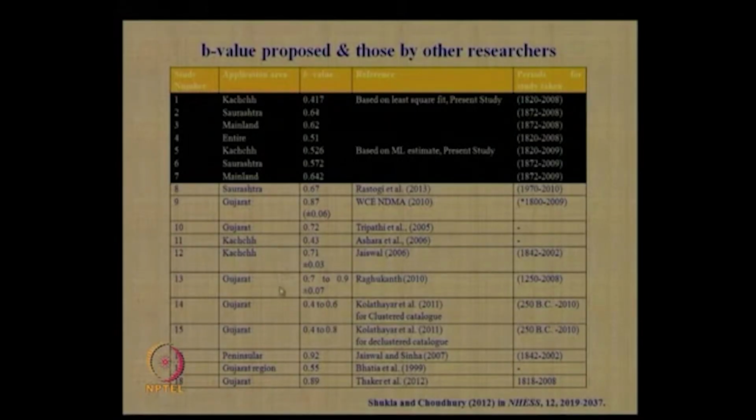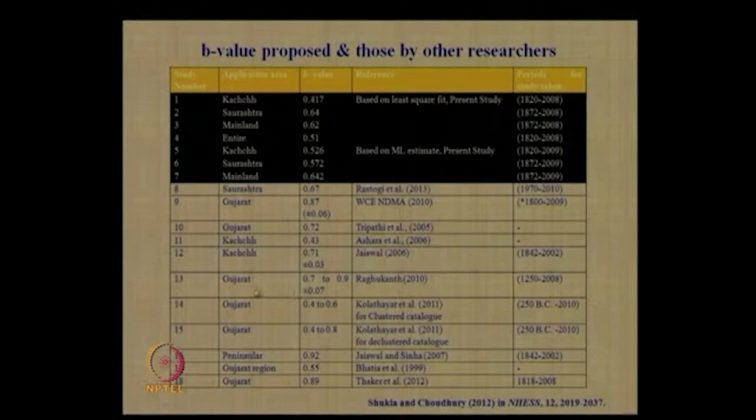Okay? Now, Jaiswal in 2006 proposed for the Kutch region a B value of 0.71 with a plus minus error of 0.03, and taken a range of data between 1842 to 2002. So, obviously, as you can see, as your data set or the year range increases or changes, there is always a chance that your B value will keep on changing, as we have already explained earlier.